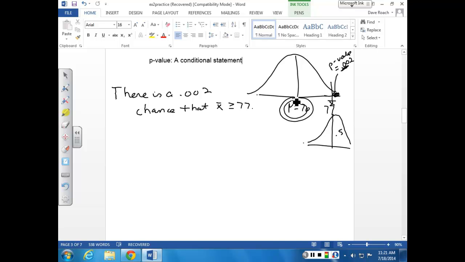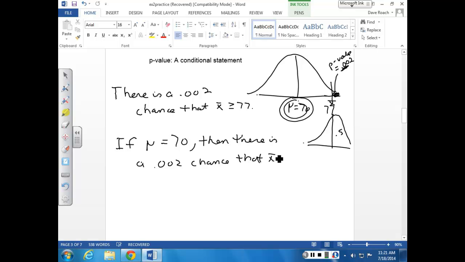So the right way to say that is if the population mean is equal to 70, if the null hypothesis is true, that's the pattern of this, whether it's means or proportions or anything. If the null hypothesis is true, then there is a 0.002 chance that x bar is greater than or equal to 77.